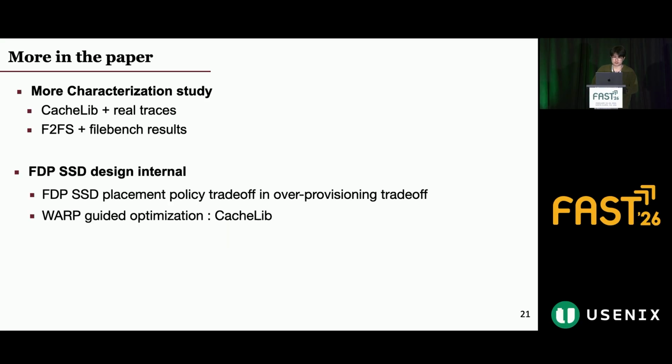Due to the time constraint, there's more in the paper that I would love to cover, but I'll briefly mention it here. There's more characterization study, CacheLib, F2FS, and also a really fruitful insight that you can observe in our paper, the placement policy trade-off. Additionally, there's a WARP-guided optimization in CacheLib. Please refer to the paper for more details.